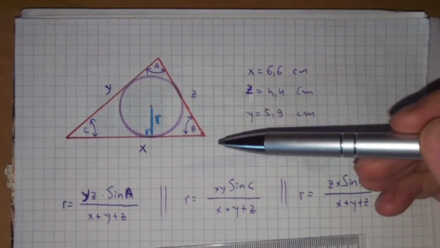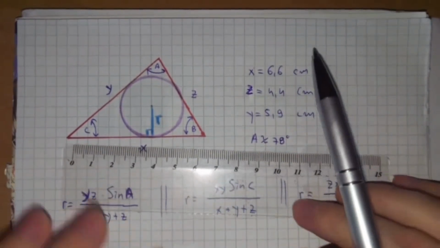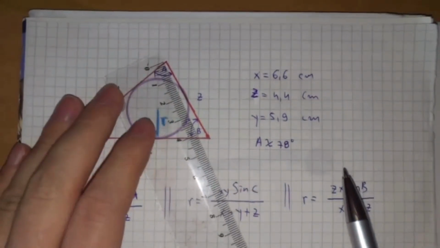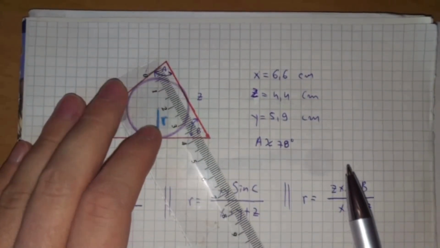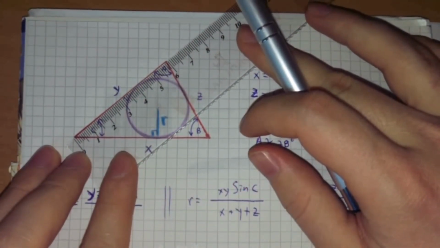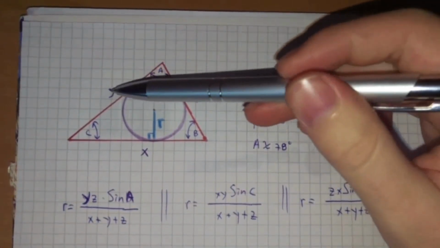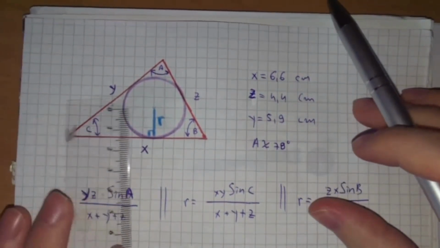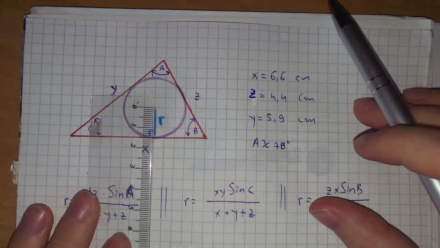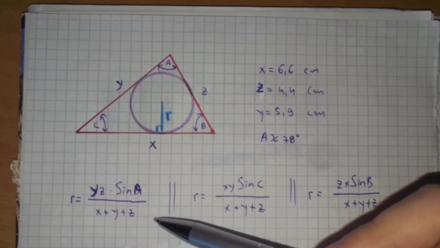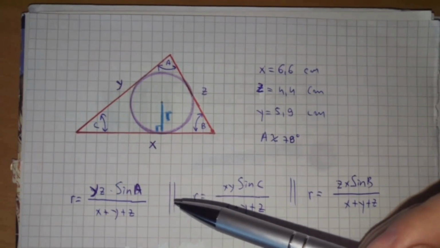Okay, so I've got here a triangle. I measured its sides. This side here, side X, is roughly 6.6 centimeters. Side Z is about 4.4 centimeters. And side Y, as you can see, is 5.9 centimeters. I also measured the angle between Y and Z, angle A, which is about 78 degrees. Now, if we measure the radius here, we see that it is exactly 1.5 centimeters.